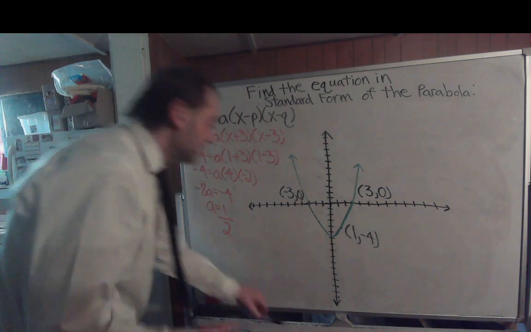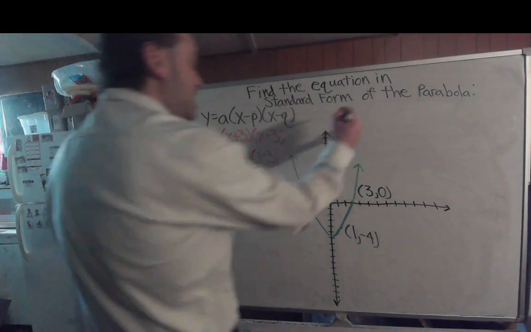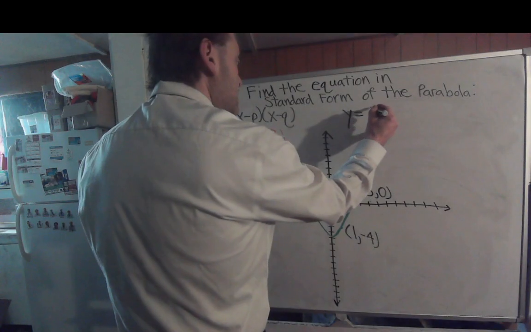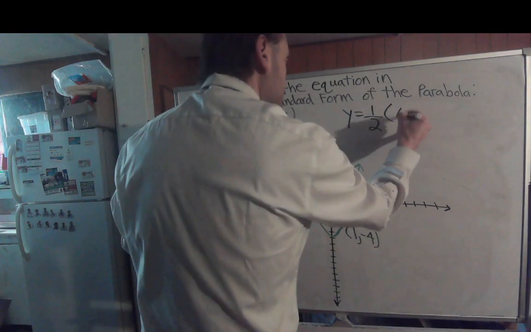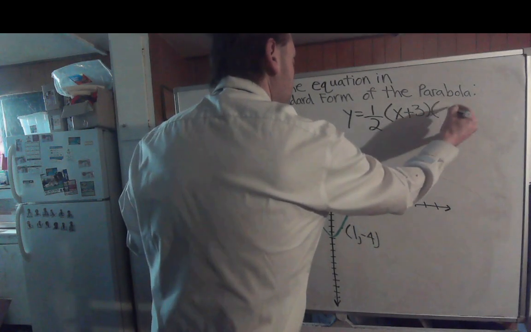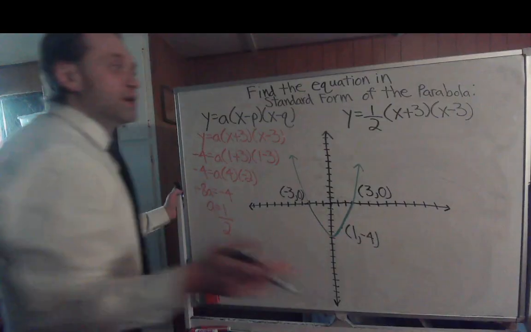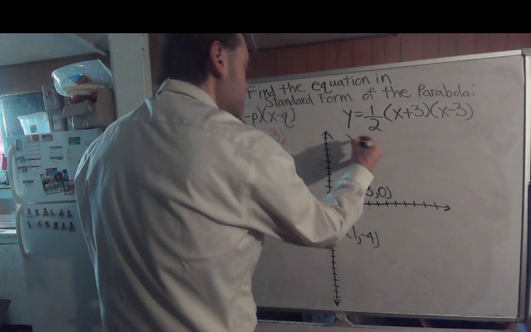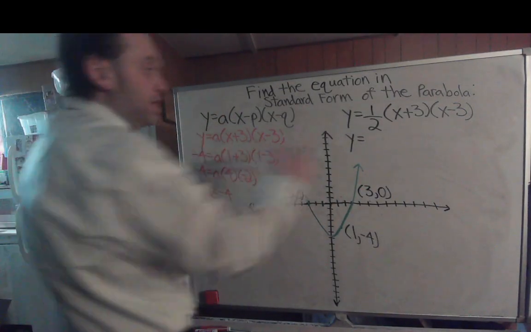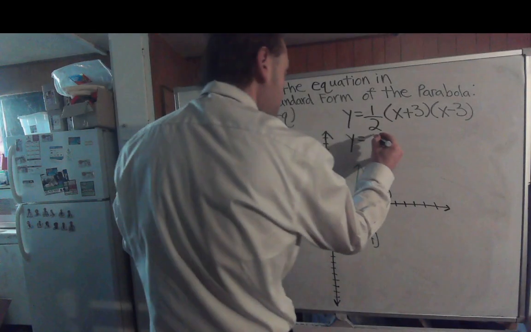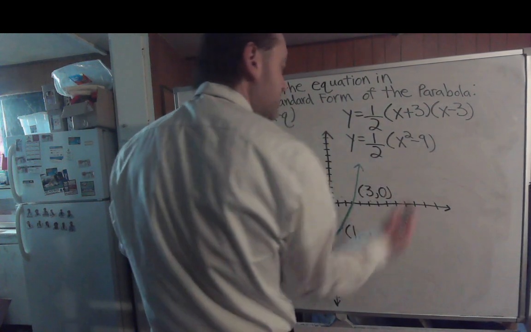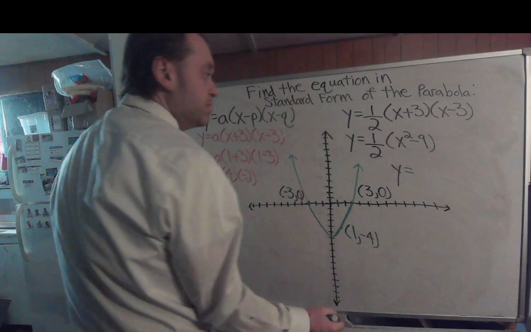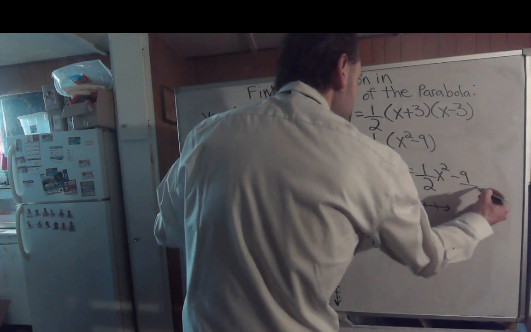Now, let's come over here. Since we know the value of that coefficient now, y in this case would equal that a value of 1/2 times your two factors of x plus 3 times the quantity of x minus 3. Of course, we want to get to standard form. Good news is, though, we can FOIL this out, which will give you the difference of two squares. Y would equal 1/2 times the quantity of x squared minus 9. So the final equation in standard form would be y equals 1/2 x squared minus 9/2.